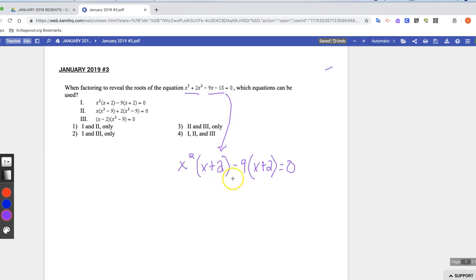And this still equals 0. So this is a step in the process of trying to solve. And if you look at choice number 1 here, that matches this factoring. So this would be a correct equation that could be used to help with solving.